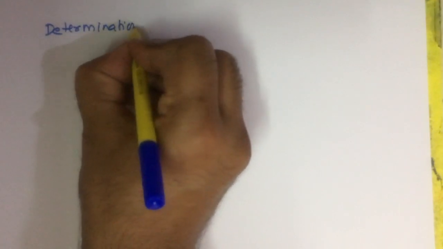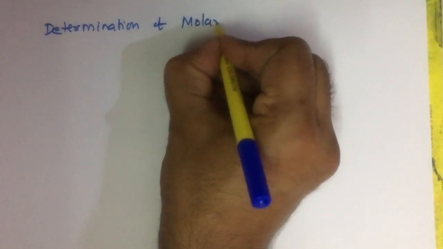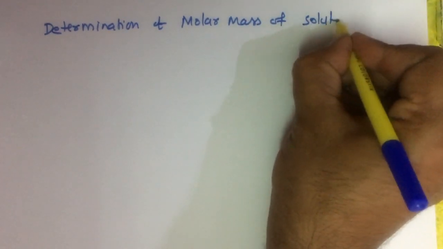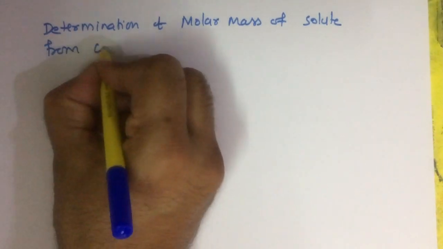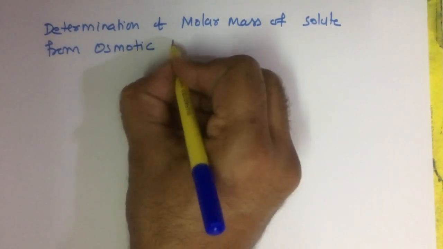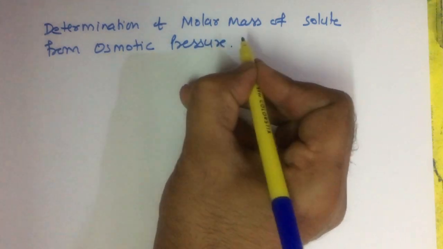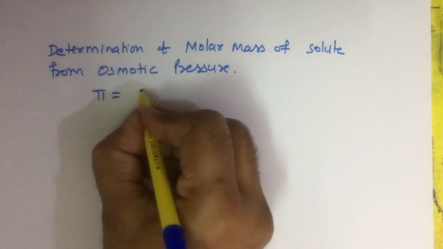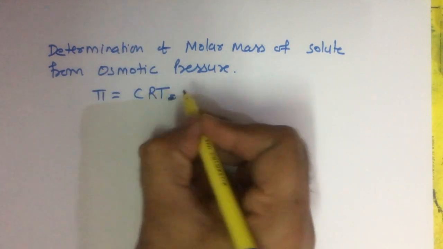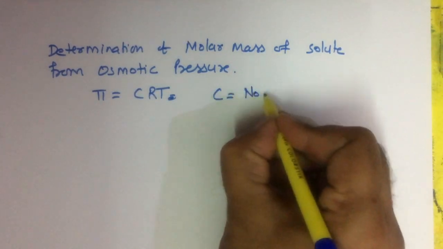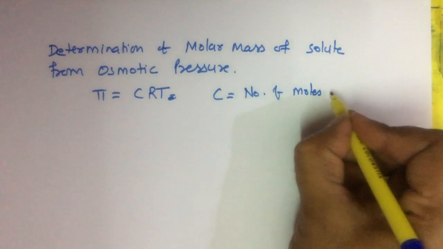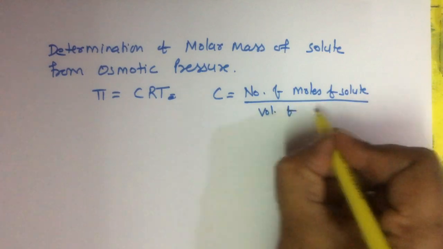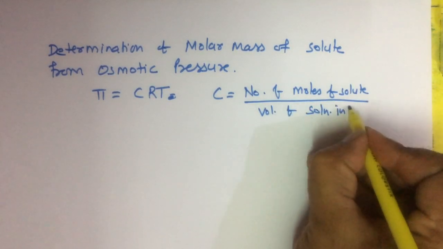Determination of molar mass of solute from osmotic pressure. Now from Van't Hoff equation we know that pi is equal to CRT, where C is molarity. Molarity is number of moles of solute upon volume of solution in liters.